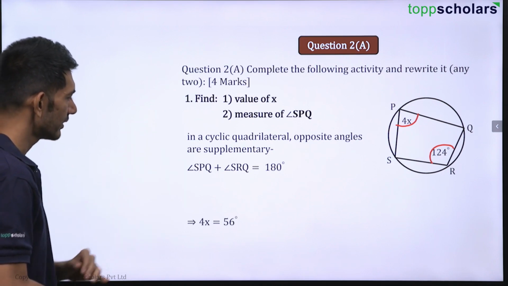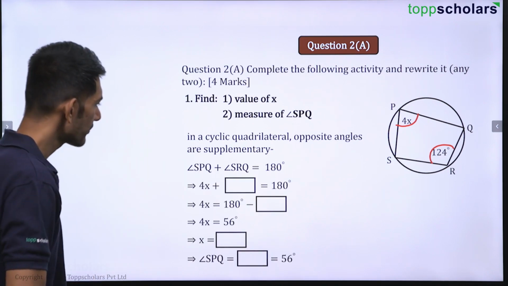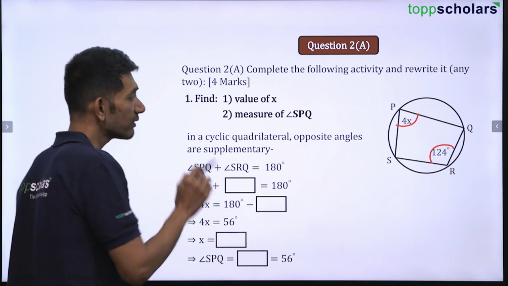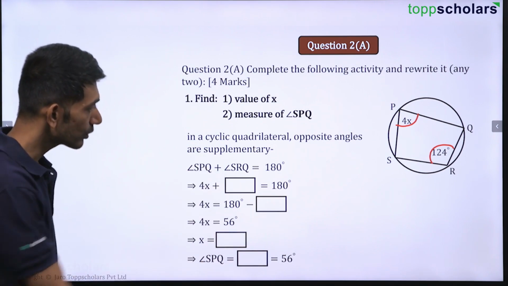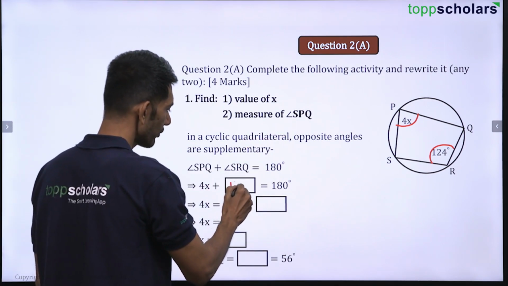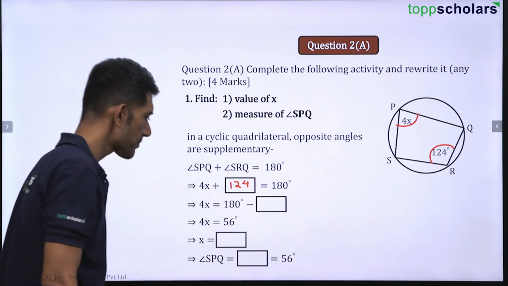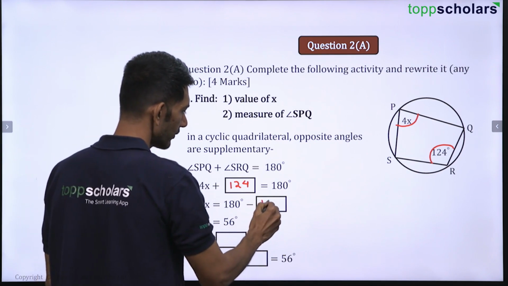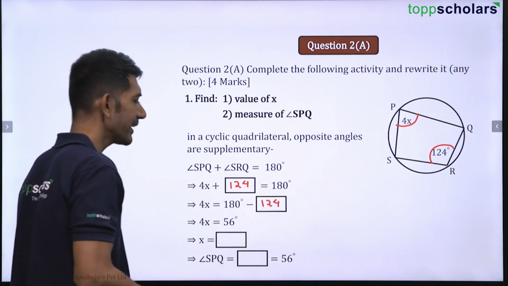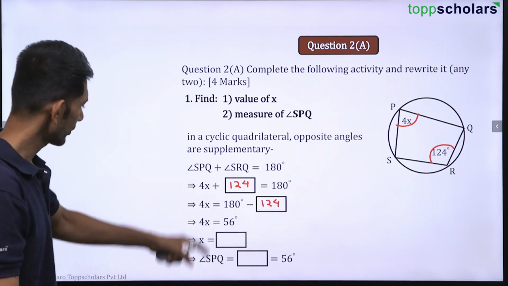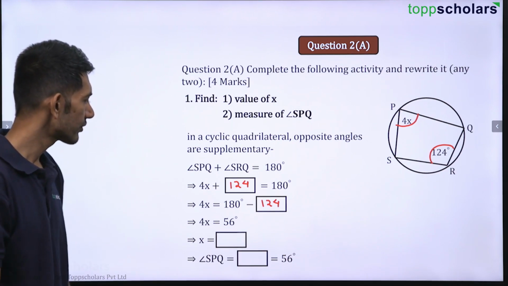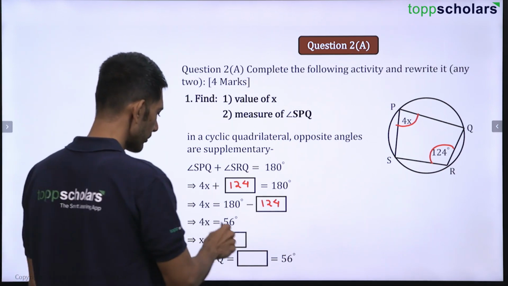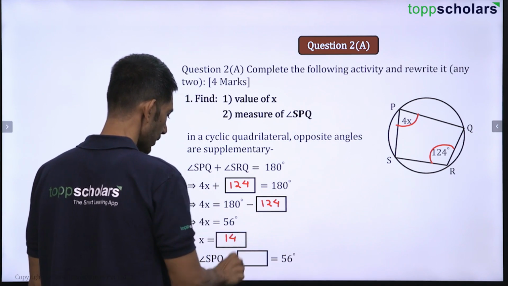This is anyways given. Alright, let us see all the boxes first. So SPQ is 4x. How much is SRQ? SRQ is 124. Write down 124. So 4x is equal to 180 minus 124. 180 minus 124 is 56. So yes, 4x is equal to 56. So what will be x? x will be 56 divided by 4, which is 14.